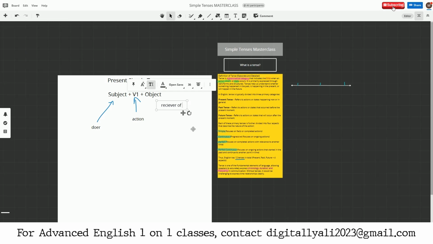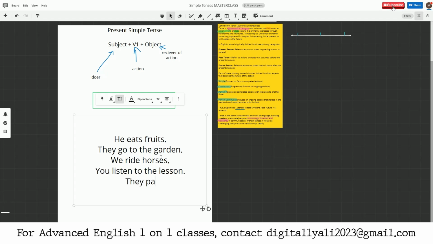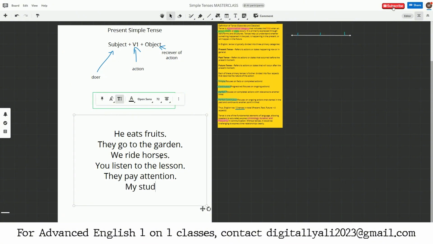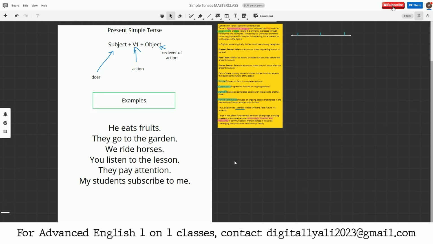Receiver of action. He eats fruits. They go to the garden. We ride horses. You listen to the lesson. They pay attention. My students subscribe to me, right? So these are some examples of the present simple tense.